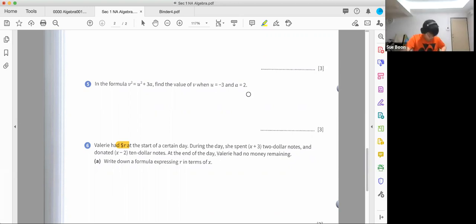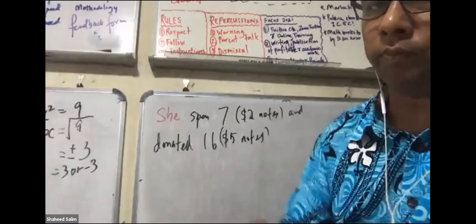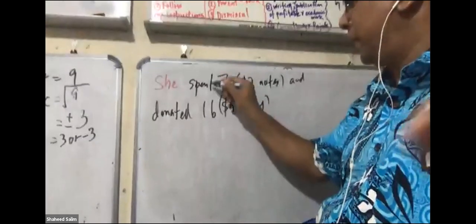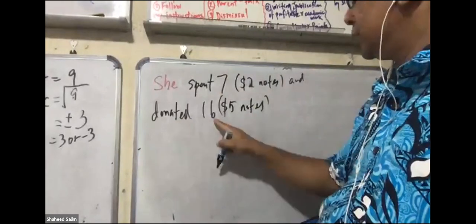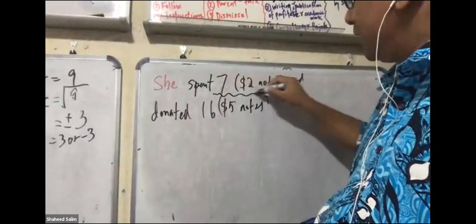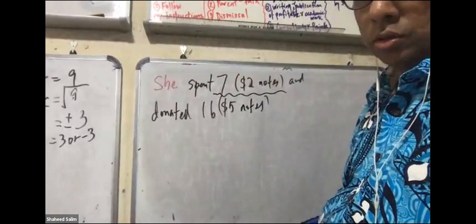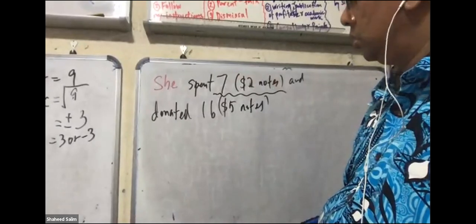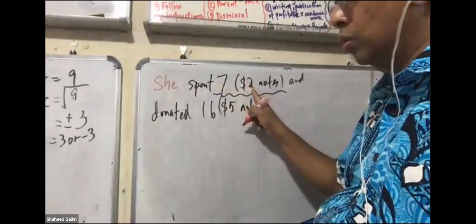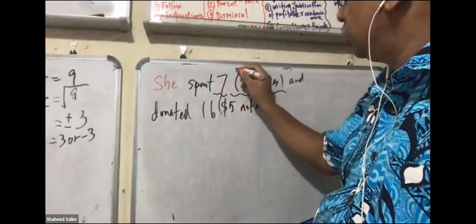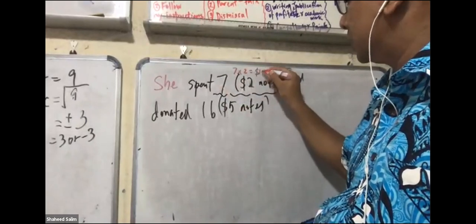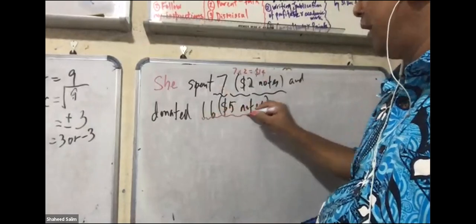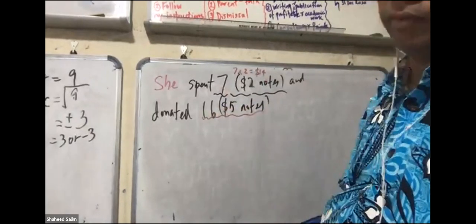Okay, now you tell me. I'm going to show you my board. She spent 7 $2 notes and donated 16 $5 notes. How much is 7 $2 notes? 14. $14, right? 7 times 2, 14. So you must write, I'm just writing so that you don't forget, $14. This one, 16 $5 notes. What do we do to 16 and 5?